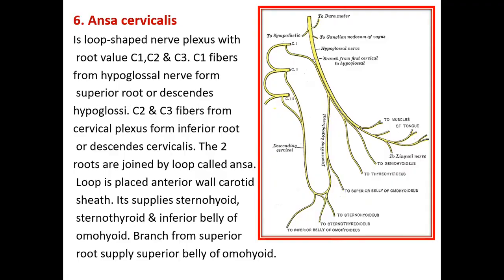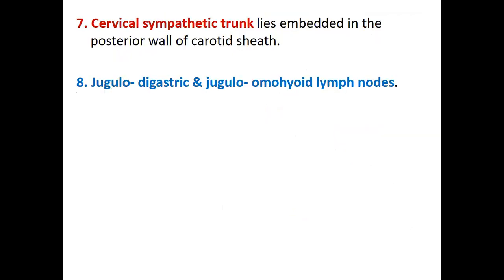That's all about the nerve present in the carotid triangle. The nerves present in the carotid triangle are, first, the vagus nerve. Within the carotid triangle, the vagus nerve mainly gives two branches, the pharyngeal branch and the superior laryngeal nerve. Again, the superior laryngeal nerve divides into the external laryngeal nerve and internal laryngeal nerve. The other nerves are the accessory nerve, the hypoglossal nerve, and the ansa cervicalis. The last nerve related to the carotid triangle is the cervical sympathetic trunk, which lies embedded within the posterior wall of the carotid sheath.